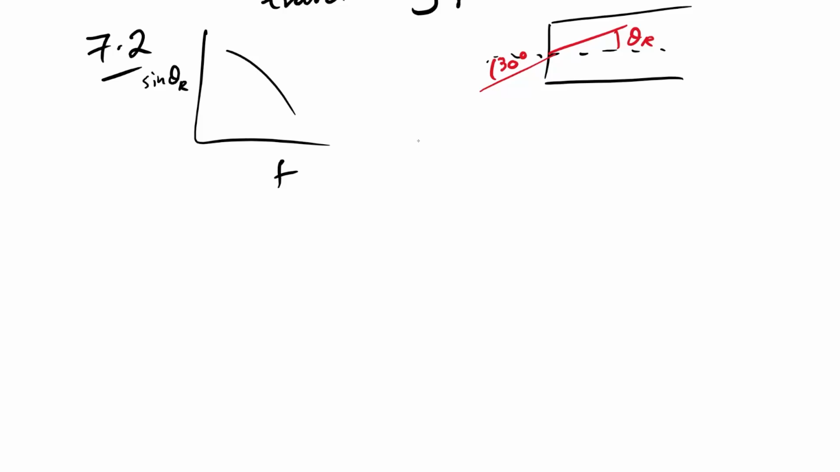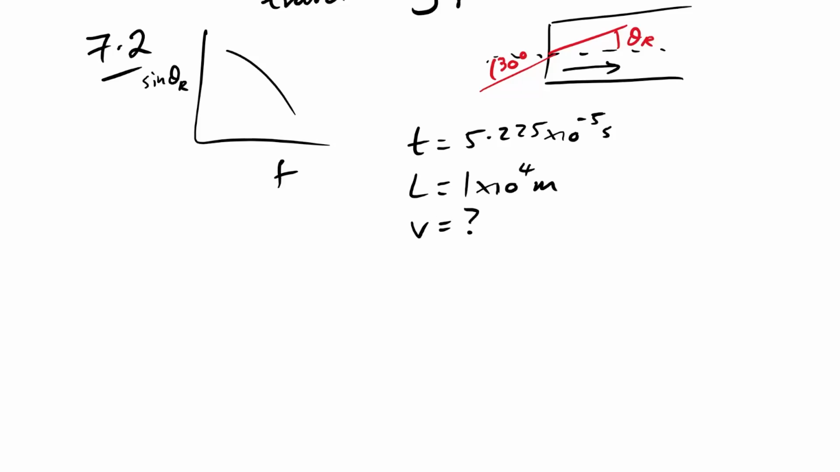So we have a time of 5.225 times 10 to the minus 5 seconds. Okay, so the horizontal component of the velocity of the pulse is, oh fine, we have the length, which is 10 kilometers, so 1 times 10 to the 4 meters. We're looking for a speed that is just the horizontal speed, and the length is in the same direction. So that's just going to be distance divided by time. So 10 kilometers divided by that time.